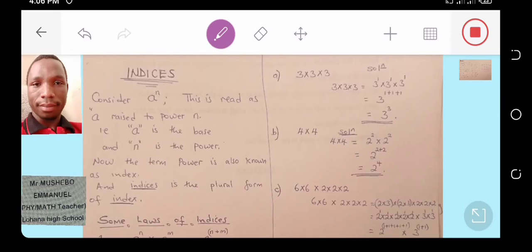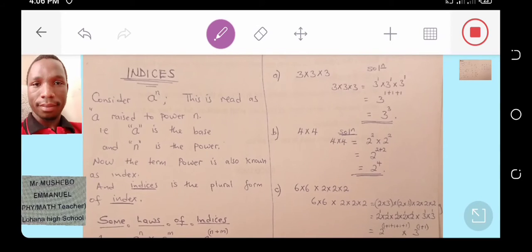Now, the term power is also known as the index, and the indices is the plural form of index. So here you can clearly see where the term indices comes from. When we have more than one power, we don't say indexes, rather we say indices.